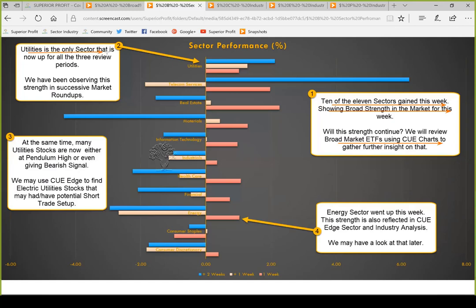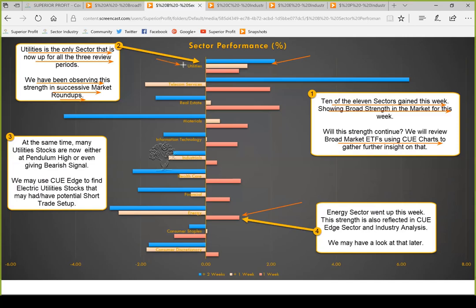Utilities is the only sector that is now up for all the three review periods. We have been observing this strength in successive market roundups. Utilities had been the strongest across the last 12 months, last 6 months, last 3 months, etc. Whereas energy had been the weakest across the last 12 months, 6 months, 3 months, etc.